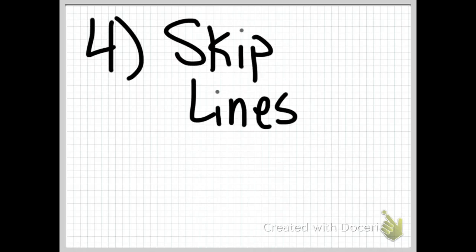And then the fourth thing you're going to do is skip lines between problems. Don't run it together so that it's hard to understand. When you separate your problems, it's easy to see, hey, I just finished one and now I'm starting a new one. The more white space you have around your problem, the easier it is to understand later.